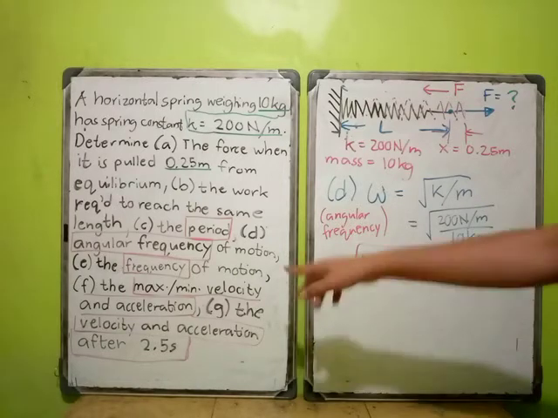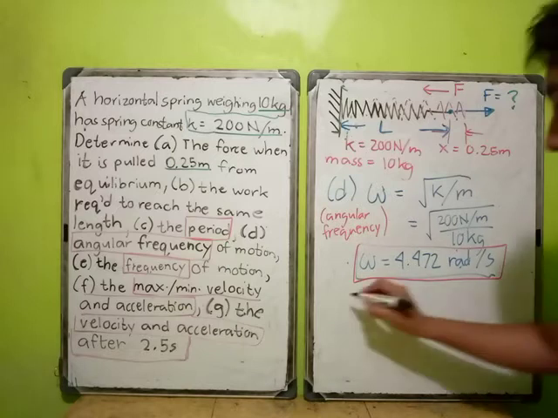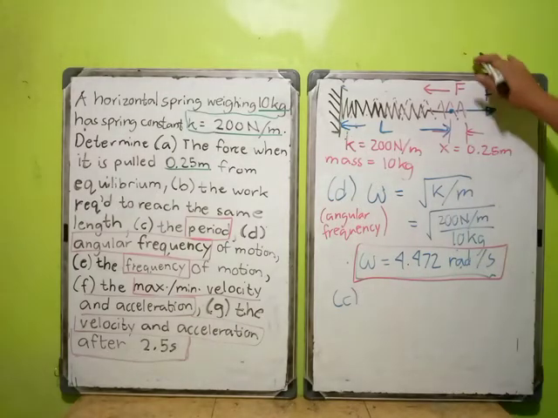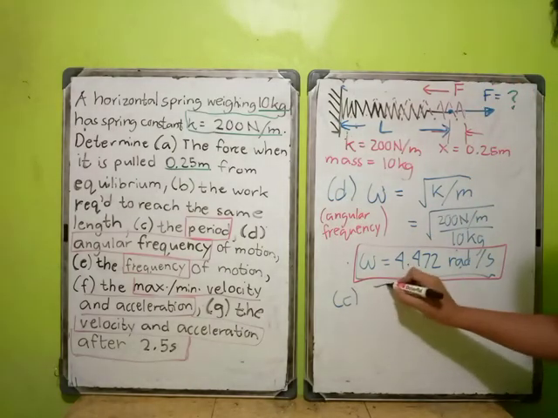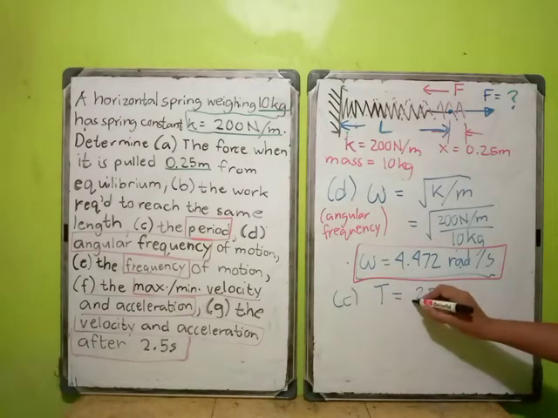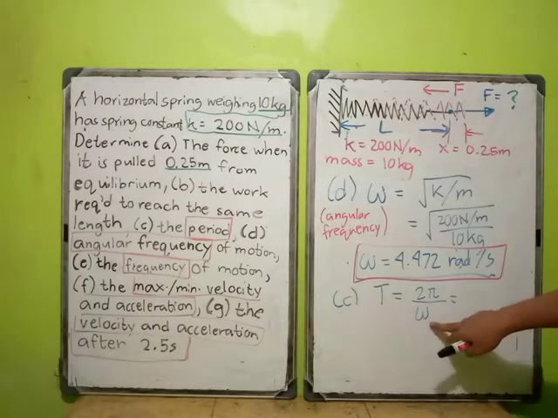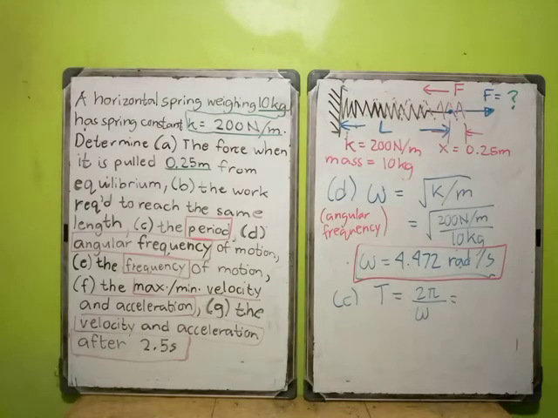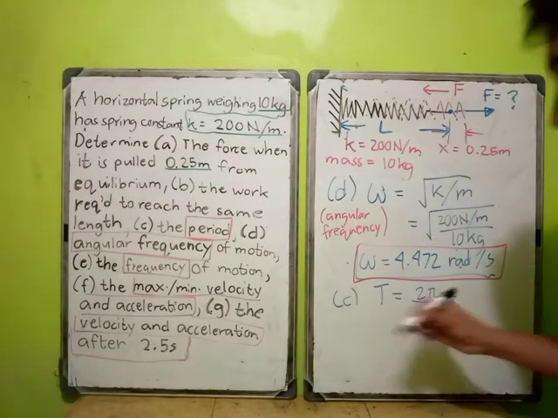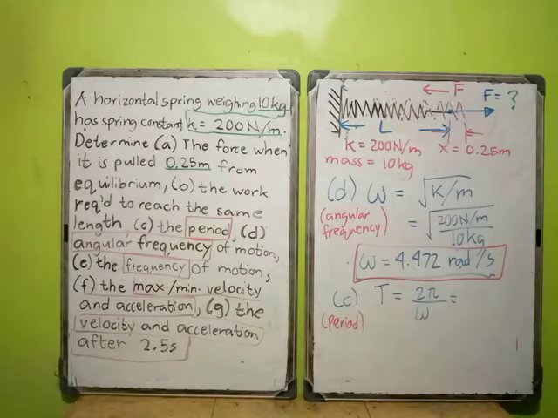Actually, dito pa lang natin pwede gamitin si period. And then when we say period, nauna yata si D kaysa kay C. So, kay period, which is T, we could use T is equivalent to 2 pi over omega. Yung omega is yung angular frequency. Okay, so this is the period. So, the T or the period is equal to 2 pi over omega.